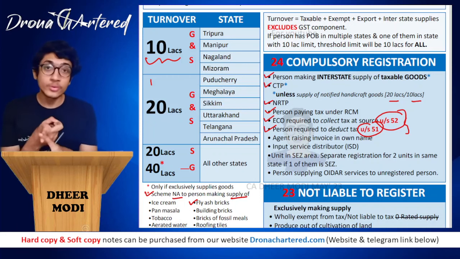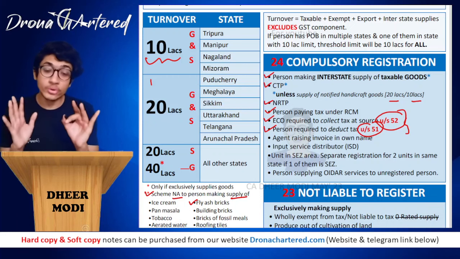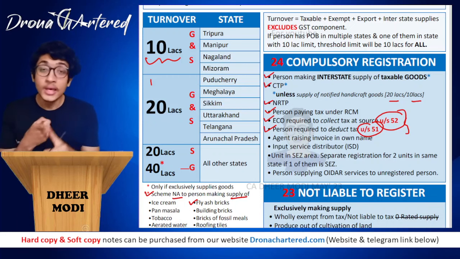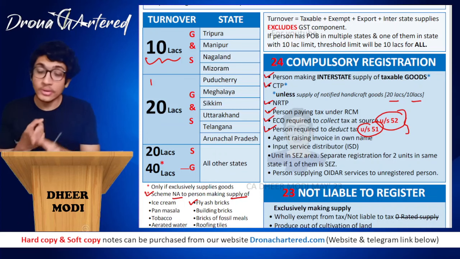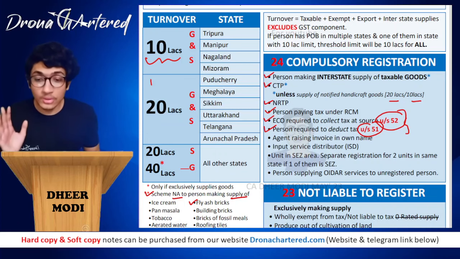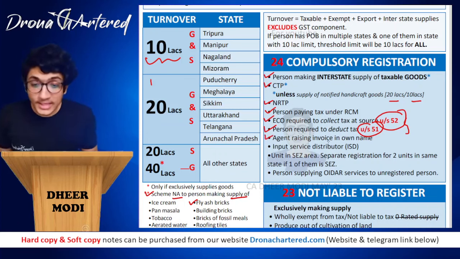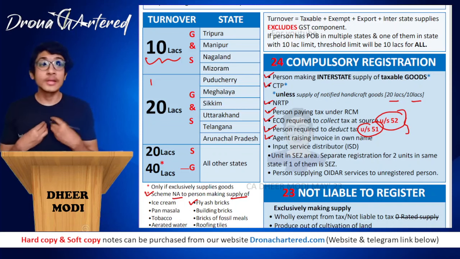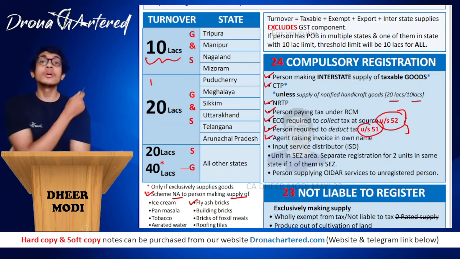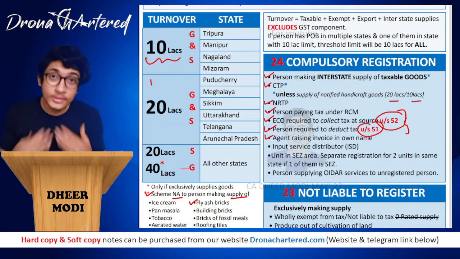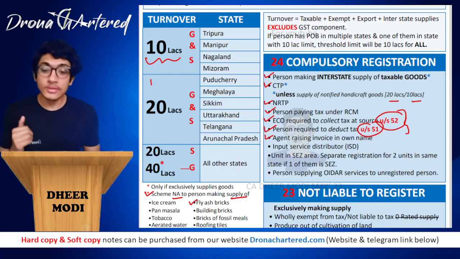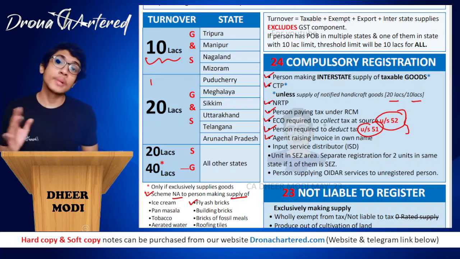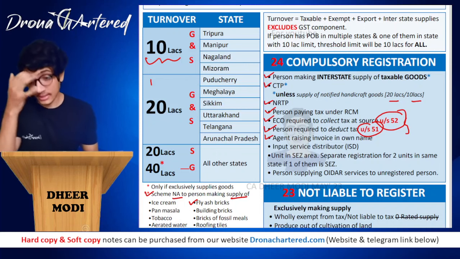So any person who has to do TCS, any person who has to do TDS, both of them need compulsory registration. Interstate supply of taxable goods, your CTP and your NRTP, both of these also have to take it. Any agent raising an invoice in his own name: if the agent raises the invoice when he is selling to the final customer in his own name, then in such a case the agent also has to compulsorily register under GST.